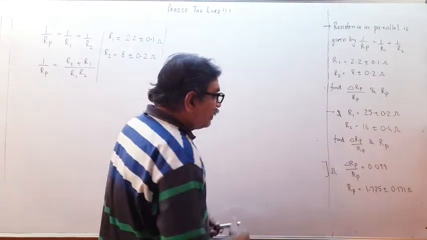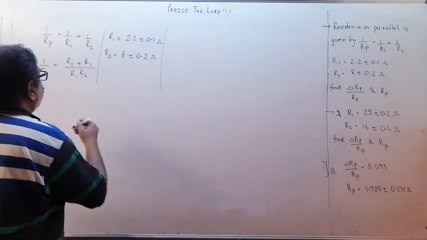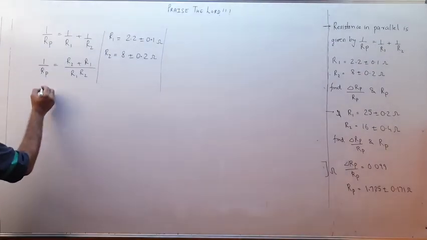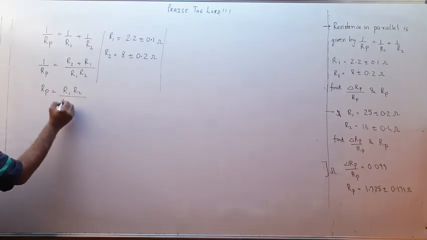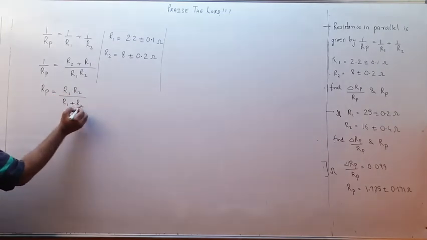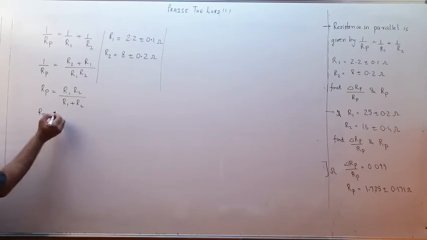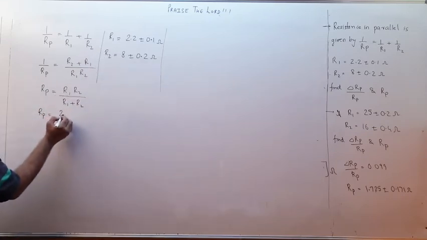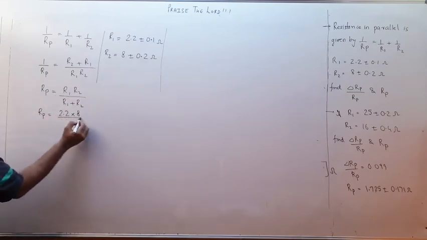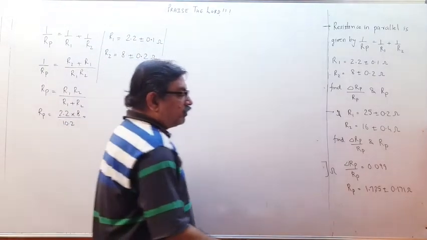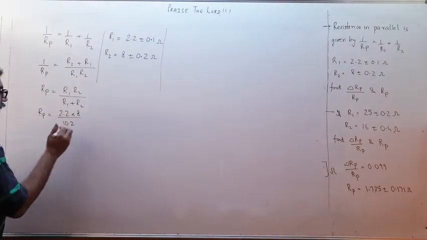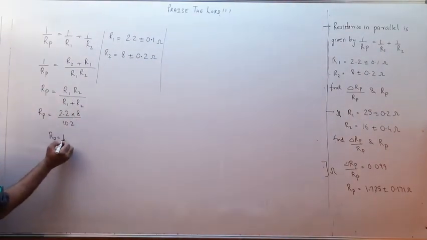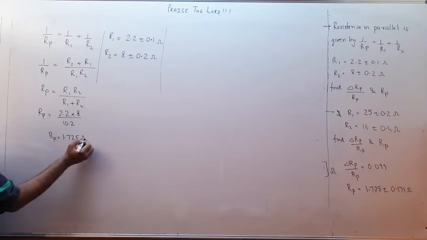See, children, one thing is very clear, that the true value I can find out from here. Rp is equal to R1 R2 upon R1 plus R2. So Rp will be found as 2.2 into 8 upon the addition, and the true value was found to be 1.725. So I write over here, Rp is equal to 1.725 ohm.